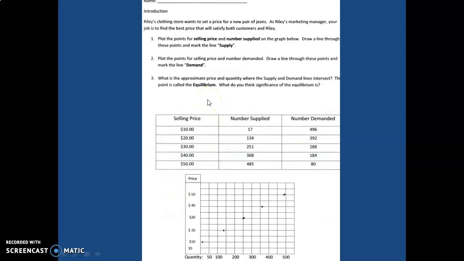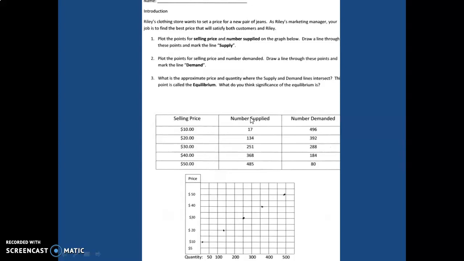In our first task, we're going to identify the number of jeans that will be supplied in the market by Riley at each pricing point, and we're going to plot that number on the graph that's given on this worksheet. So if Riley should sell the jeans for just $10, that's a pretty low price, and at $10 he's not going to cover his costs very well. He's not going to be willing to sell or supply very many jeans at $10 per pair. In fact, he will only supply 17 jeans at $10.